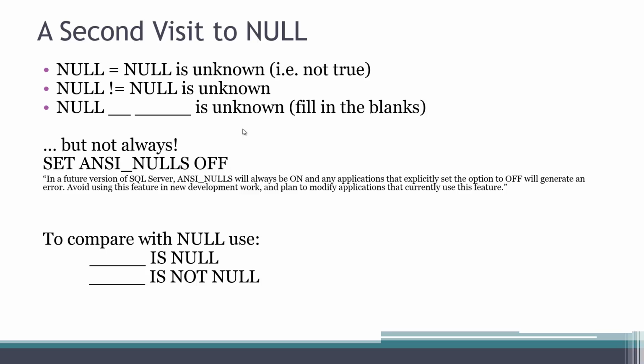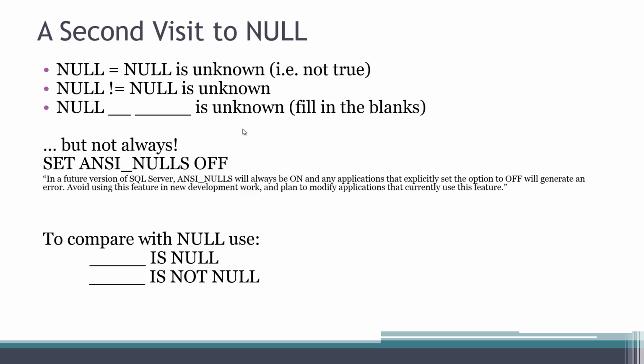And this will become important when you build a where clause and you're looking for where color equals null. The color column, even if the data in the column is null, won't return true and it won't return that row. You'll never get any rows back using a null equals or null not equals comparison.